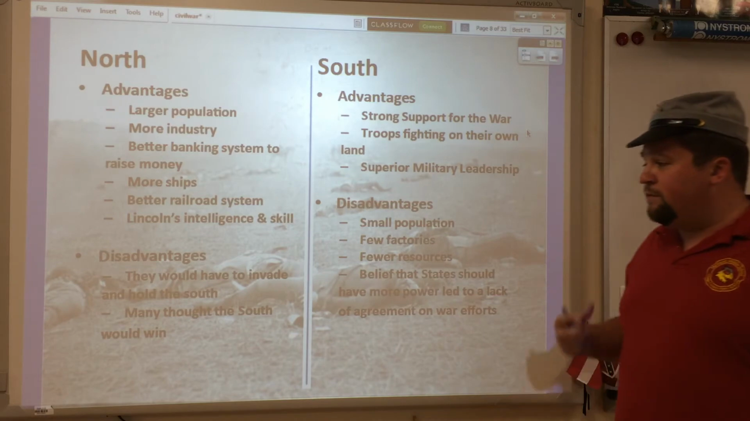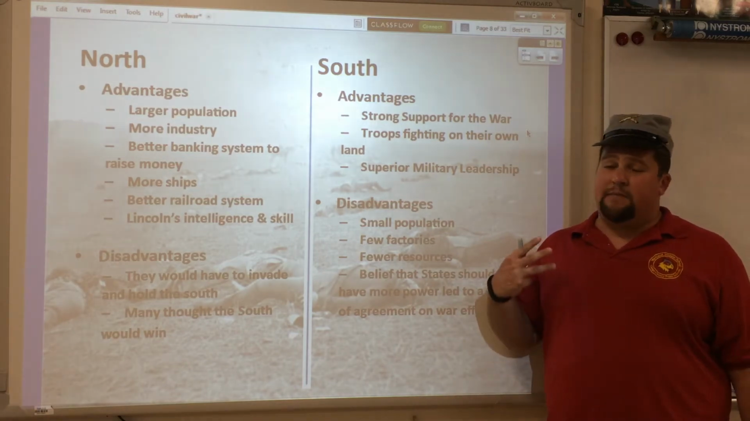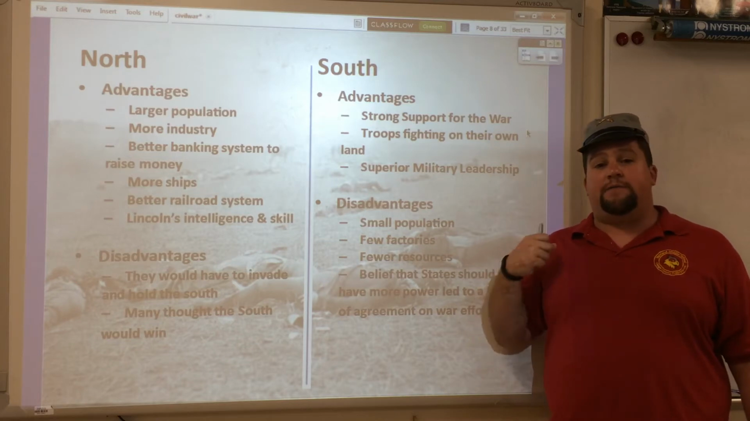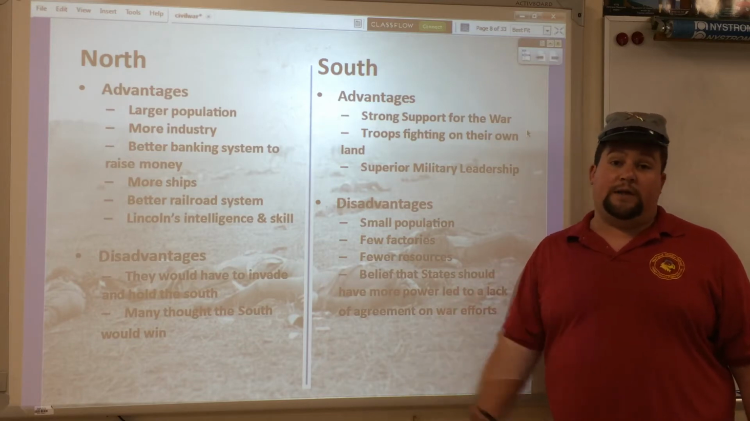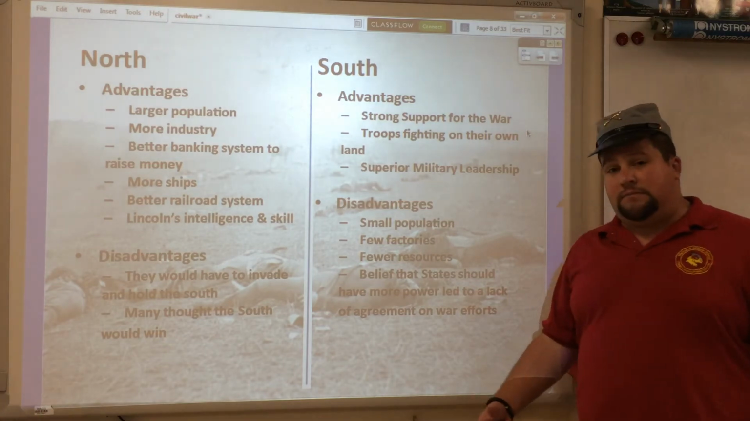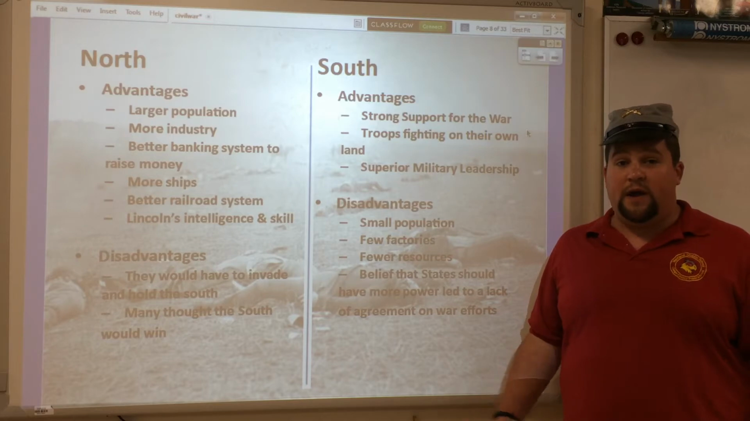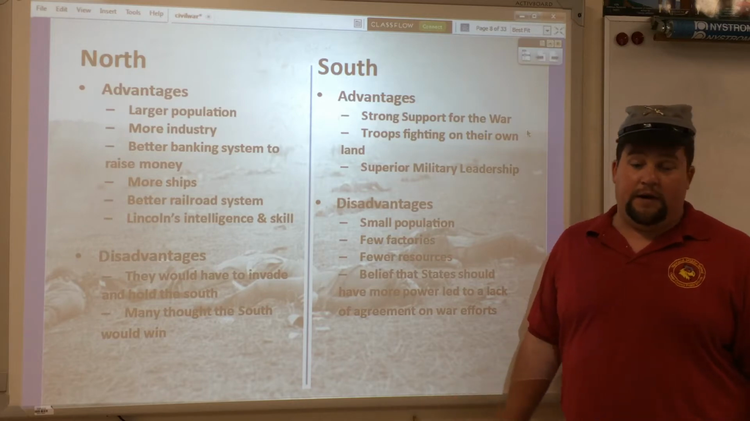Disadvantages, they would have to invade the South and hold the South. Okay, so it's not just a matter of winning more battles, it's a matter of changing the minds of the people who are living there. Many thought that the South would win, so there was kind of this mentality of if people want a revolution, they want to break away, there's nothing you can do, eventually they'll end up doing it.